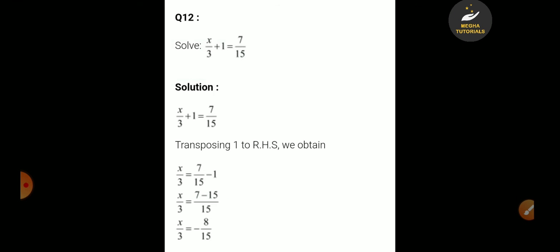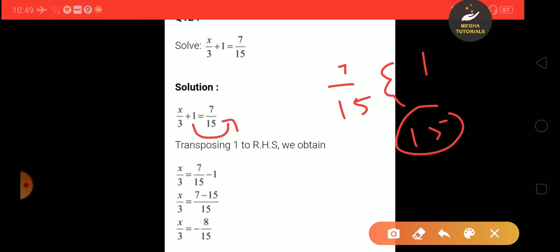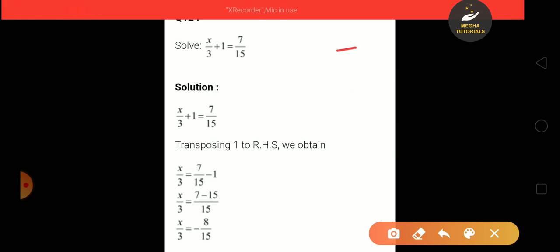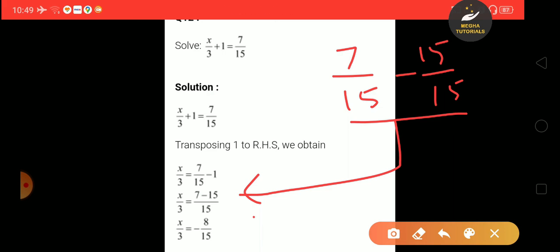Question 12, the equation is x upon 3 plus 1 is equal to 7 upon 15. So first transpose 1 on the other side. So we'll get x upon 3 is equal to 7 upon 15 minus 1. Now the denominators of 7 upon 15 and 1 are different, so we need to take the LCM. So the LCM of the denominators is 15. So after LCM we'll get 7 upon 15 minus 15 upon 15. Now denominators are the same, so we can take a common denominator. So we'll get this step, x upon 3 is equal to 7 minus 15 upon 15. 7 minus 15 is minus 8, so we'll get x upon 3 is equal to minus 8 upon 15.